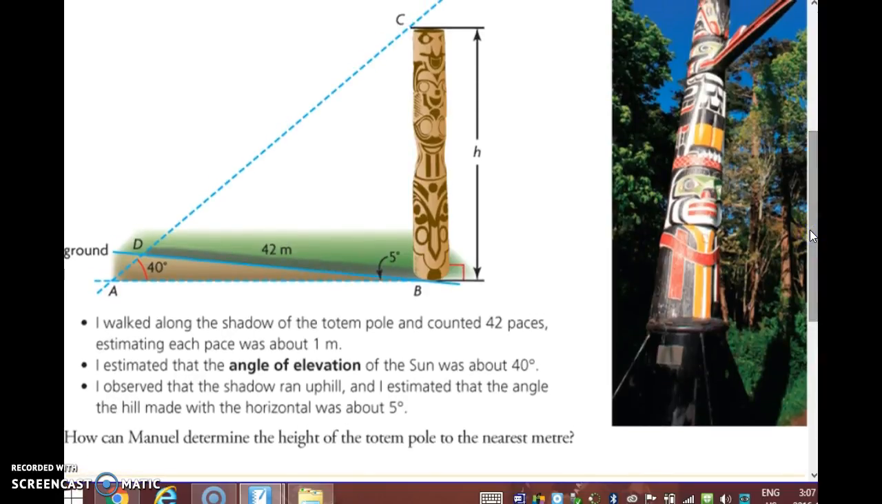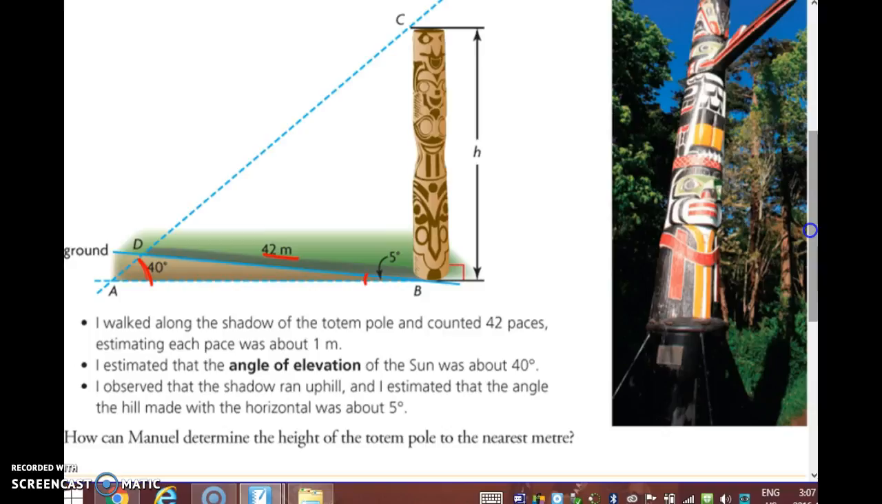He walked along the shadow of the totem pole and counted 42 paces, estimating each pace was about 1 meter. So here's the paces. He then estimated the angle of elevation of the sun was 40. And he observed that the shadow ran uphill and estimated that the angle the hill made with the horizontal was about 5 degrees. So right here, about 5 degrees. He wants to know the height of the totem pole.